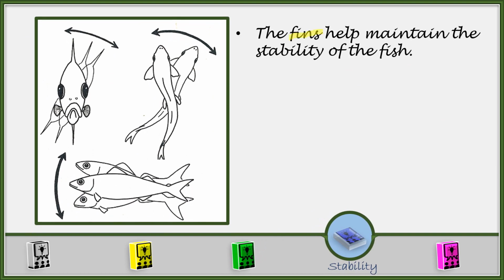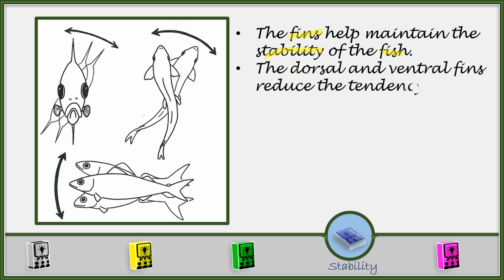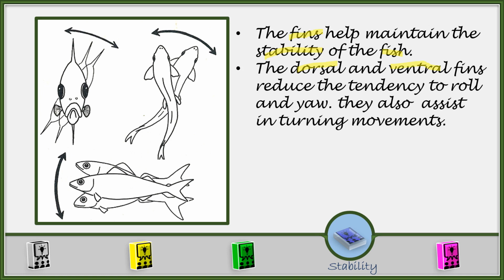The fins help to maintain the stability of the fish. The dorsal and ventral fins reduce the tendency to roll and yaw. They also assist in turning movement. So we have the dorsal fin. This is a dorsal fin. It will prevent the fish from rolling.